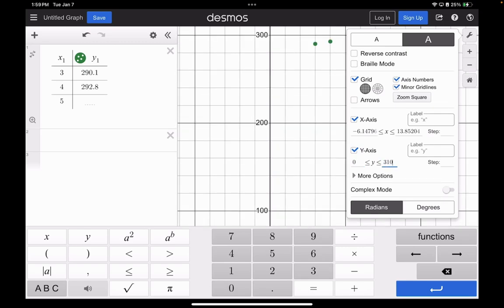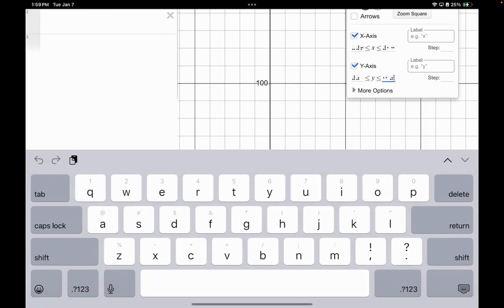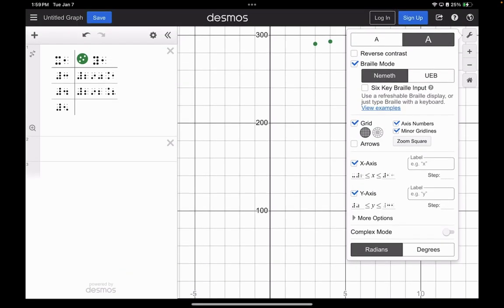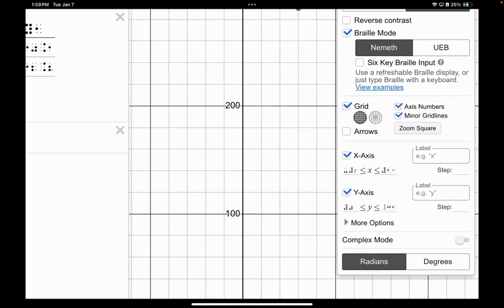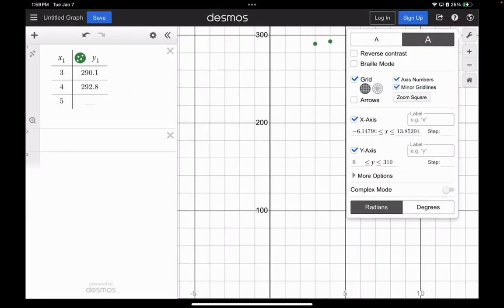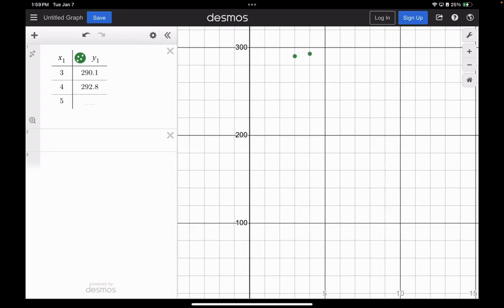How does Braille work on Desmos? You got me. If I have a screen reader that makes the dots, I guess. You see the limits are in Braille now. Wow, look at that. Okay, so that's pretty good.